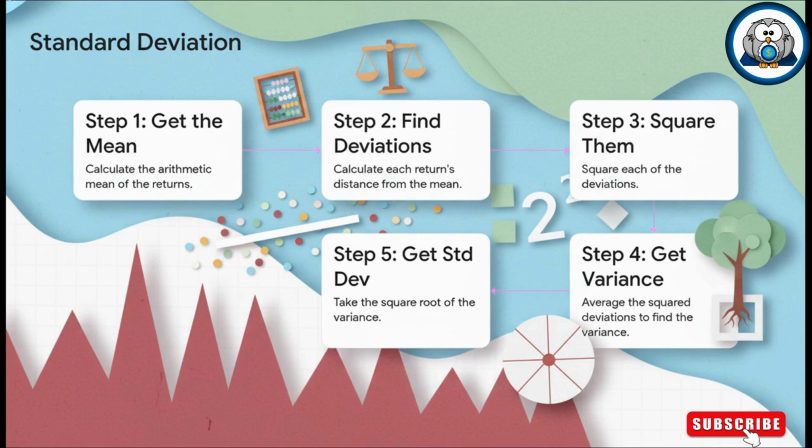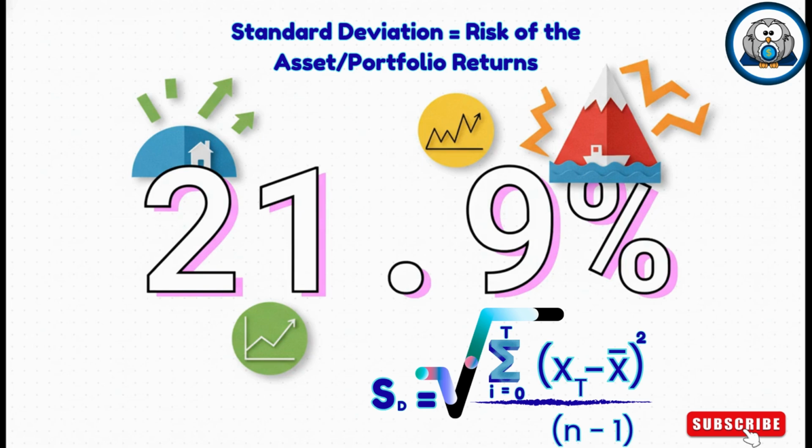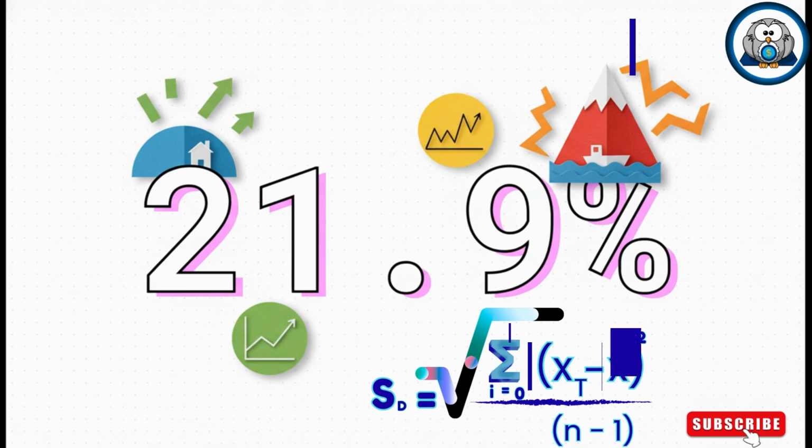And the very last step is to just take the square root of that, which gets us back to a percentage we can easily understand. It's a whole process, I know, but it boils down to one single super powerful number. And for our fund today, after we crunch all those numbers, we get a standard deviation of 21.9%. And just like that, we have a single number that quantifies the fund's volatility. It's simple. The higher this number, the riskier that ride has been.